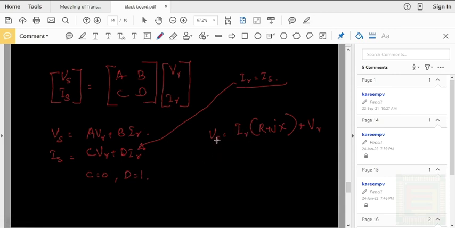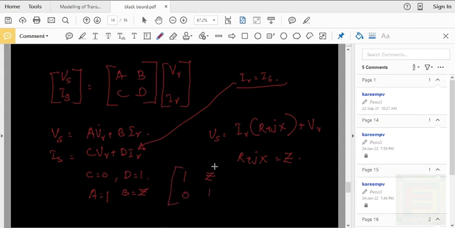And from here you can see VS in terms of VR and IR. If you compare the coefficient of VR in this expression, it is 1. That means A is equal to 1, and the expression for B is the coefficient of IR in this expression, which is R plus jX, the impedance, say Z. So B will be equal to Z. So the transmission line parameters of the short transmission line is this matrix: A is equal to 1, B is equal to Z, which is given by R plus jX, C is equal to 0 and D is equal to 1.